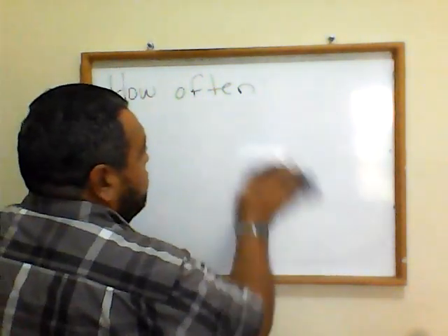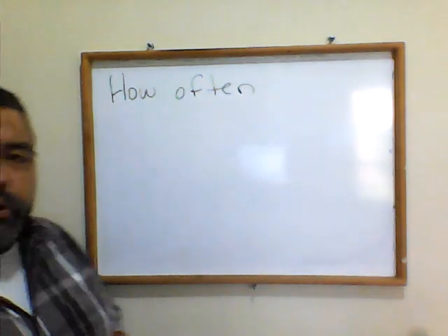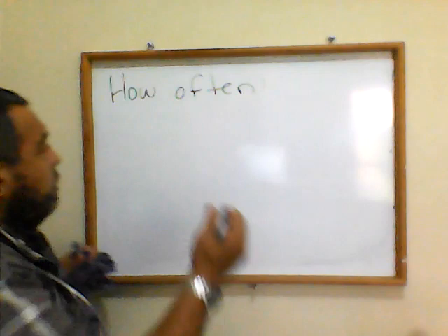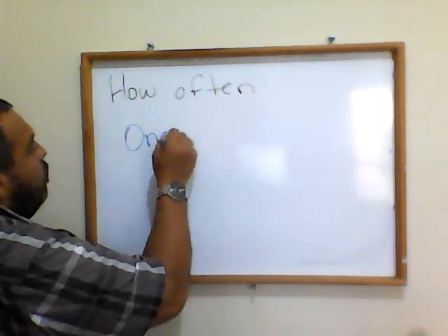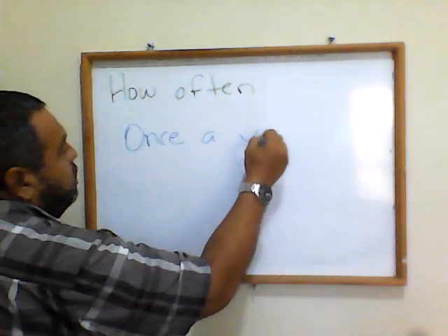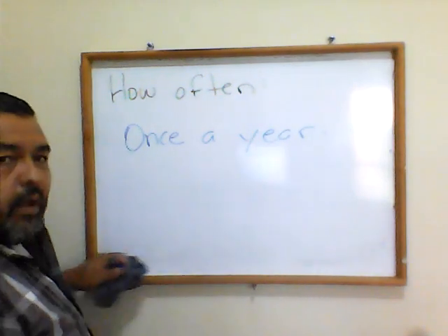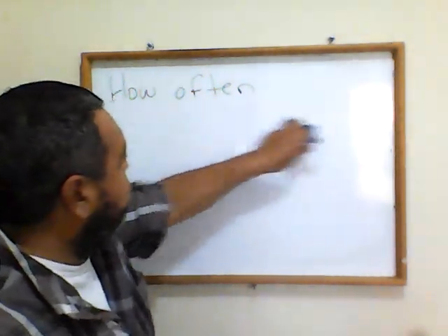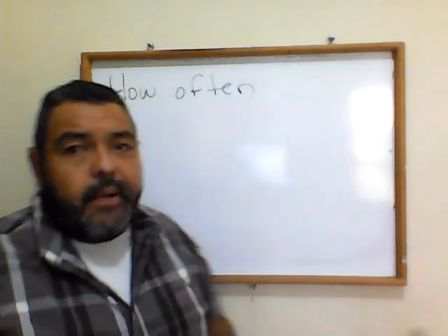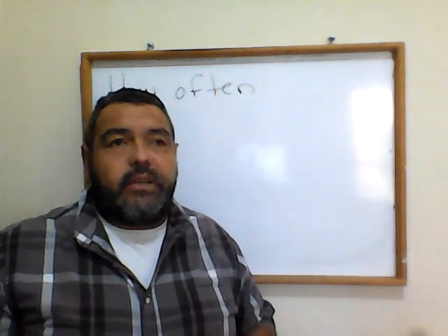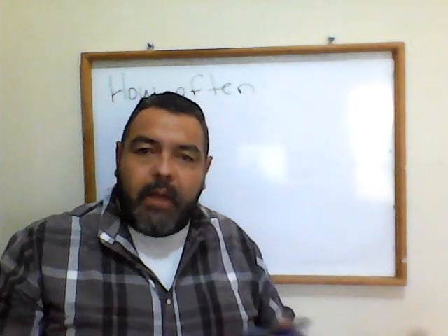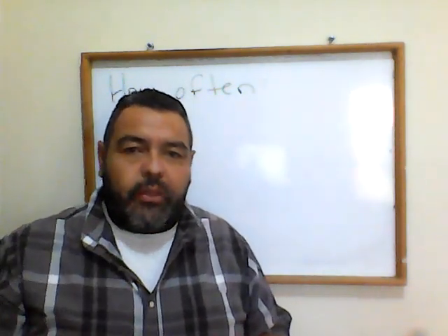Okay? For example, how often do you visit the doctor? Okay, I do it once a year. Once a year. Una vez al año. How often do you, for example, go to the bank? I do it once a month or twice a month.